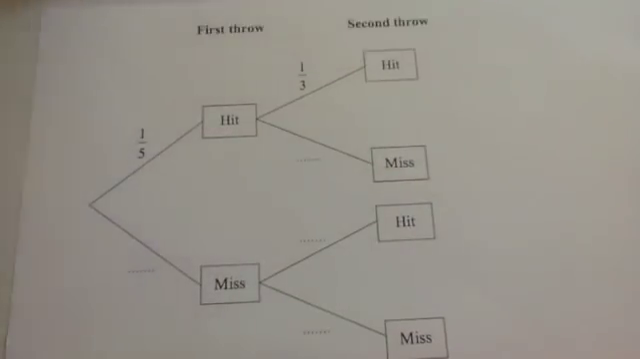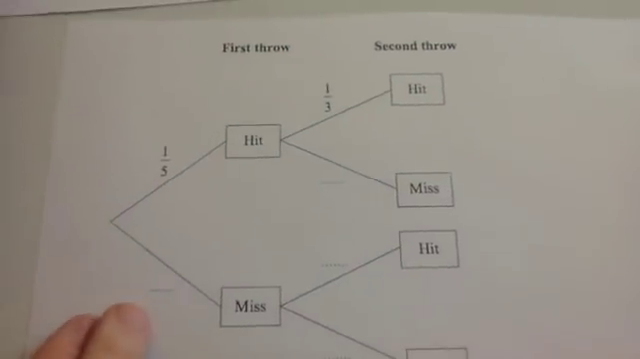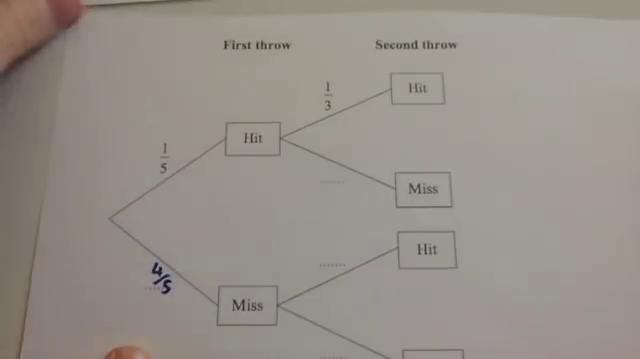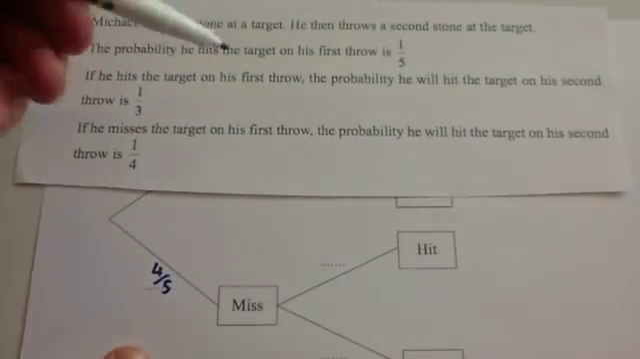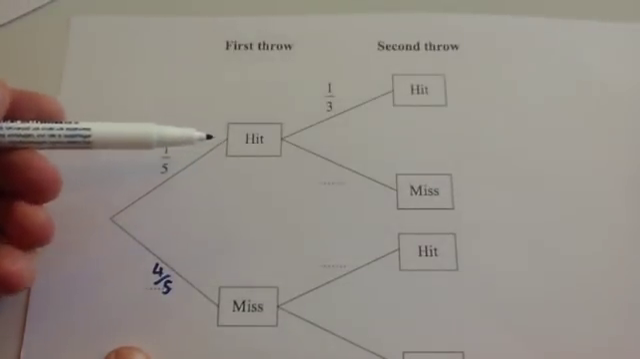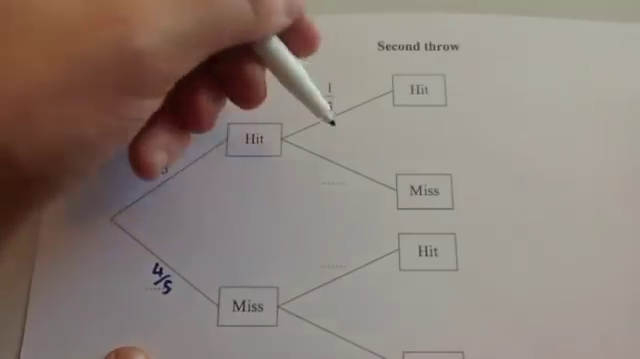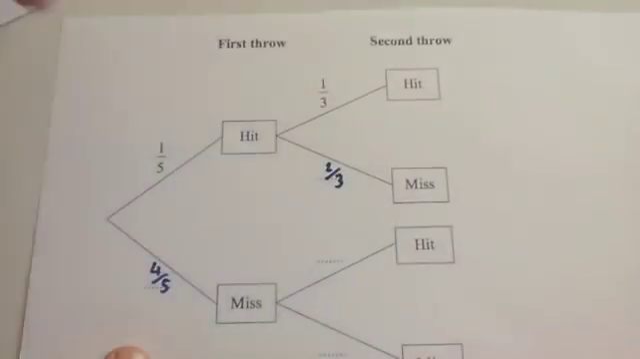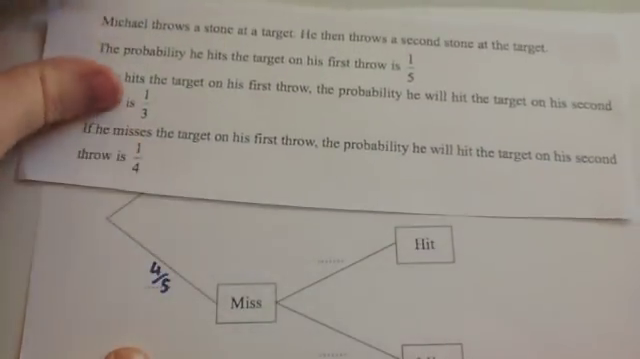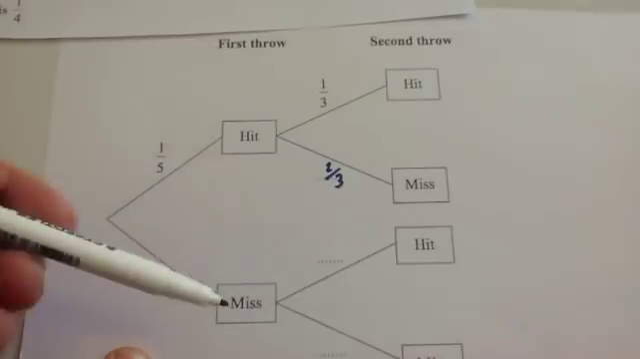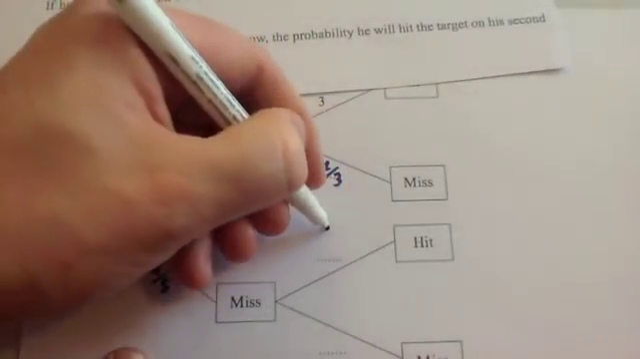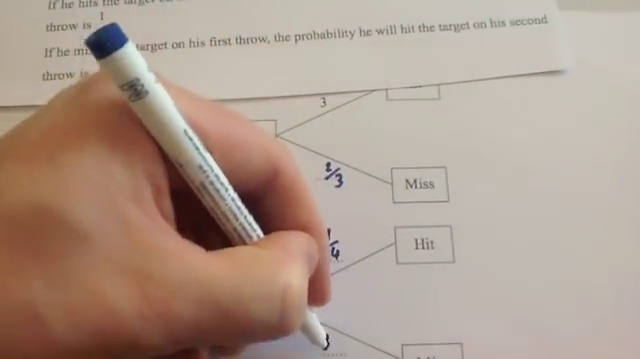So we've got the first throw and the second throw. On the first throw, the chance of hitting is 1/5, so missing would be 4/5. For the second throw, if he hits it on the first throw, the chance of him hitting it on the second throw would be 1/3, so missing would be 2/3. And if he misses on the first throw, so if he goes down this way, the chance of him hitting the target is 1/4. So hitting is 1/4, and missing then would be 3/4.